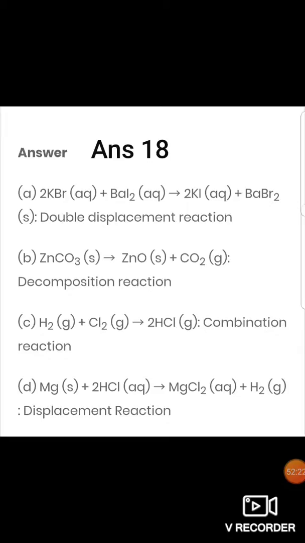Then the next one is Mg solid plus 2HCl aqueous gives MgCl2 plus H2. It is a displacement reaction where Mg is with chlorine and H2 is displaced. Hydrogen is displaced from chlorine. So it is a displacement reaction.